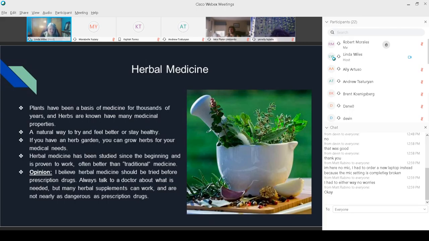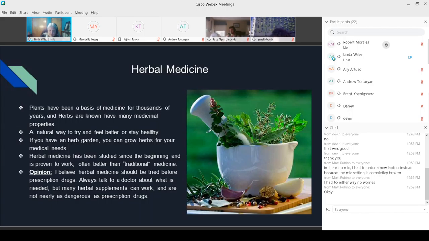Oh, here's herbal medicine. So plants, other than uses for food, plants have been used historically for medicinal purposes. They actually have a very strong medicinal profile. So it's a natural way to try to eat better, feel better, stay healthier, which is very important for all of us, especially now. And herbal medicine has been studied for a very long time. It's been documented to be effective.